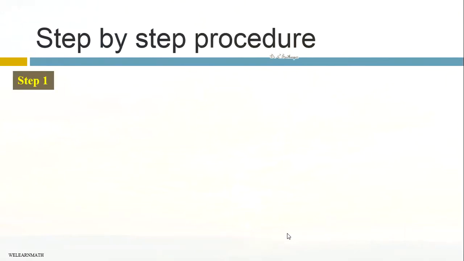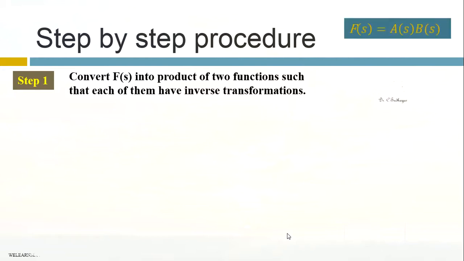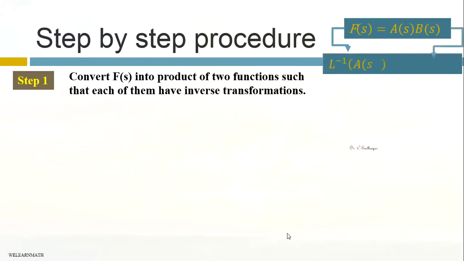Step 1. Suppose you are having a function f of s which is complicated, you should convert this into two small functions such that each of them have inverse transformations. If f of s is a complicated function, convert this into two parts, a of s and b of s. So make sure that a of s and b of s are simple functions where we can find the inverse transformations. Converting, deciding which is a of s and which is b of s, is more important.